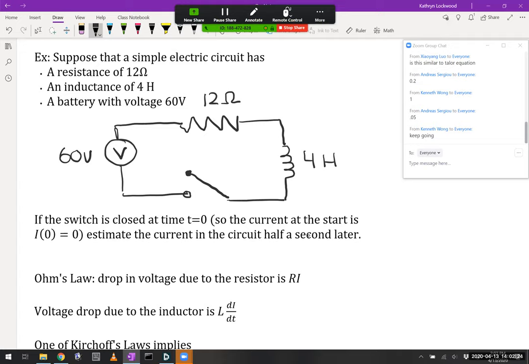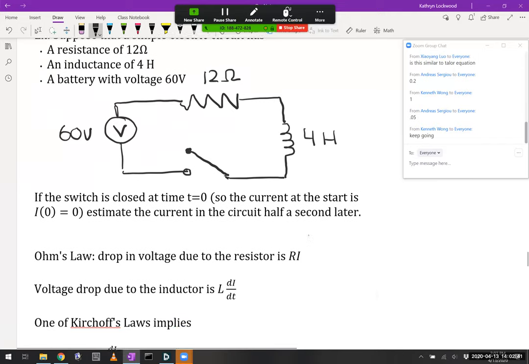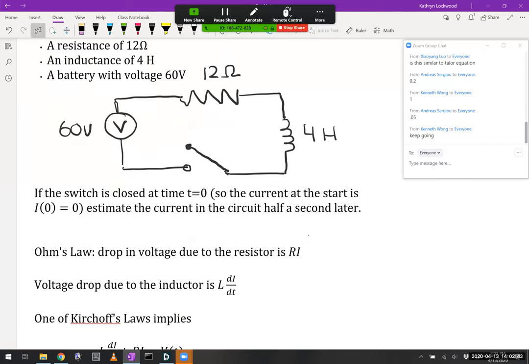All right, let's assume that we close the switch at time t equal to 0, which means the current at the start is just 0 amps. There's nothing running through the circuit until we close the switch. Let's estimate the current in the circuit half a second later. We're going to need to set up a differential equation that describes the current at time t.